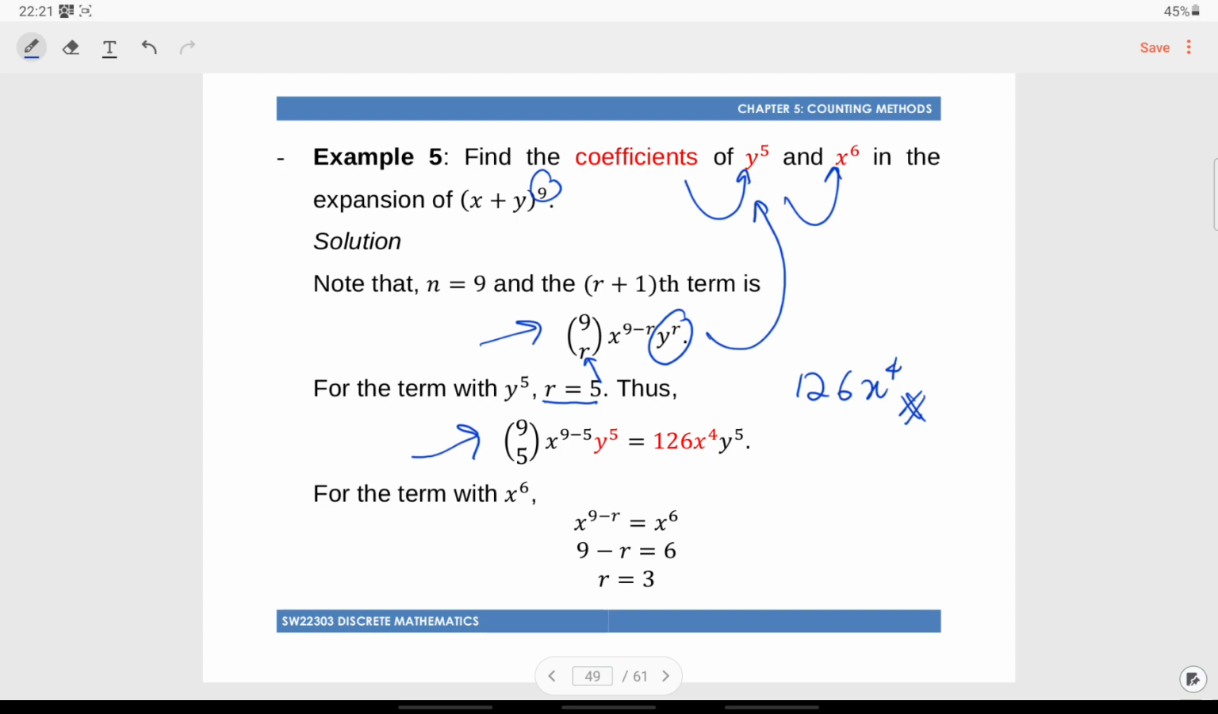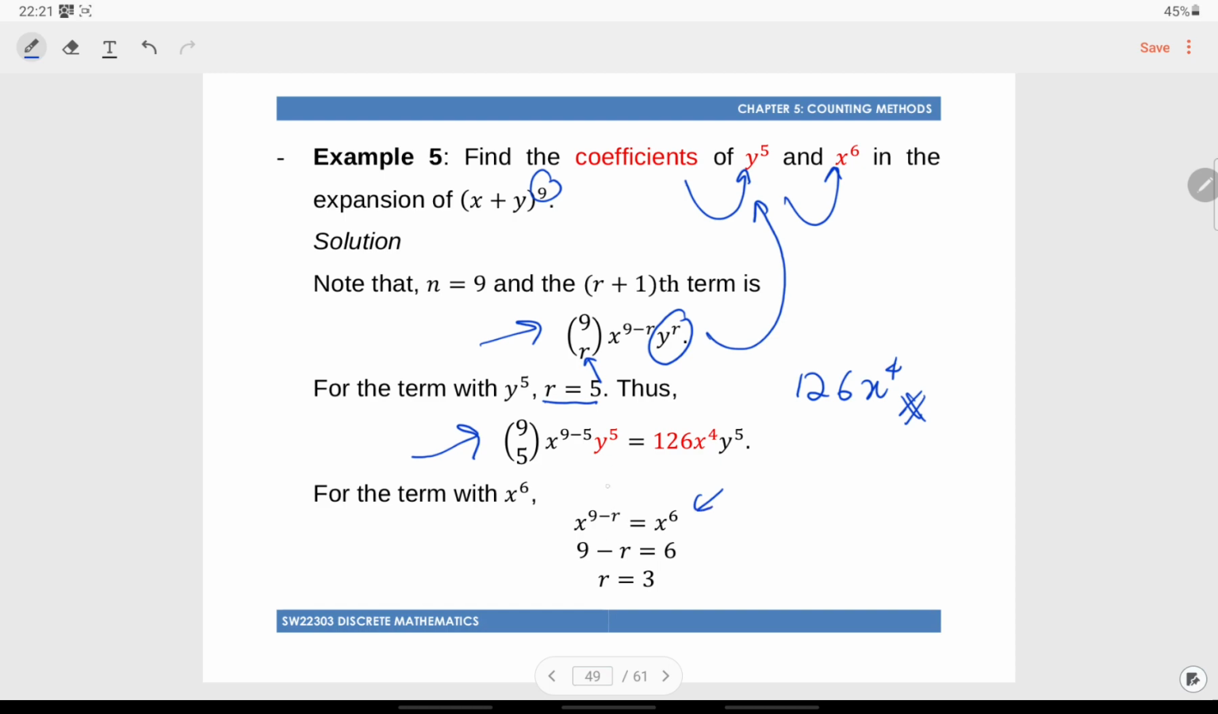We have to find the coefficient that combines with the term x to the power of 6. So we go back to the formula. In the formula, how can we come out with the value for x equal to 6? Okay, so in the formula we have x to the power of 9 minus r. So our aim is to obtain x to the power of 6.